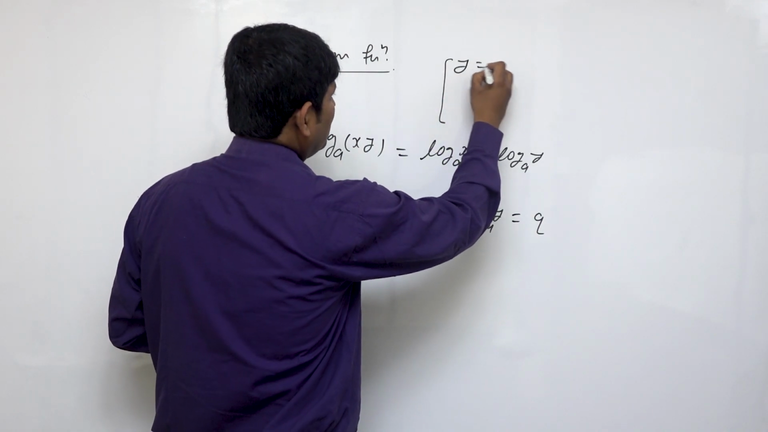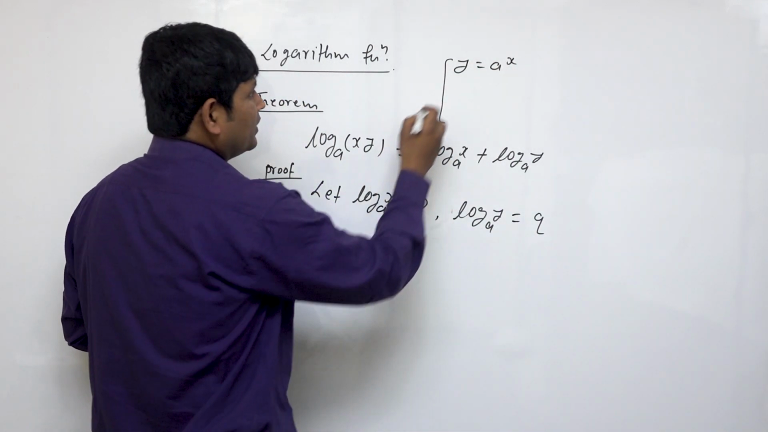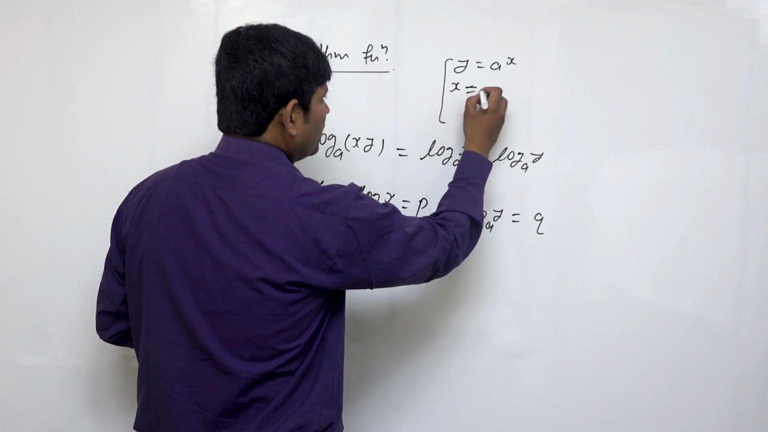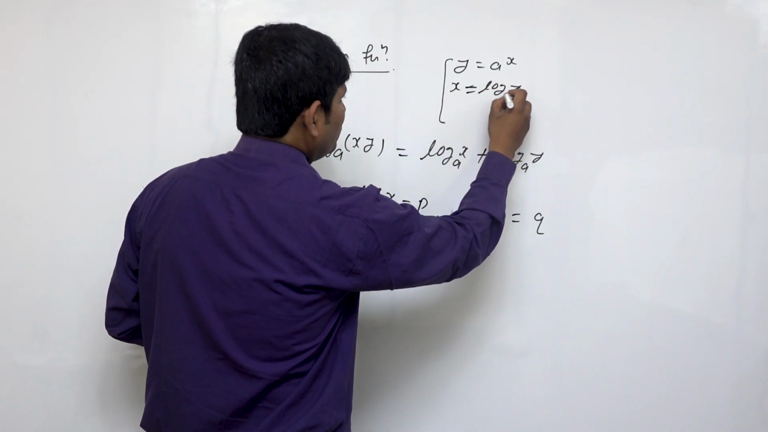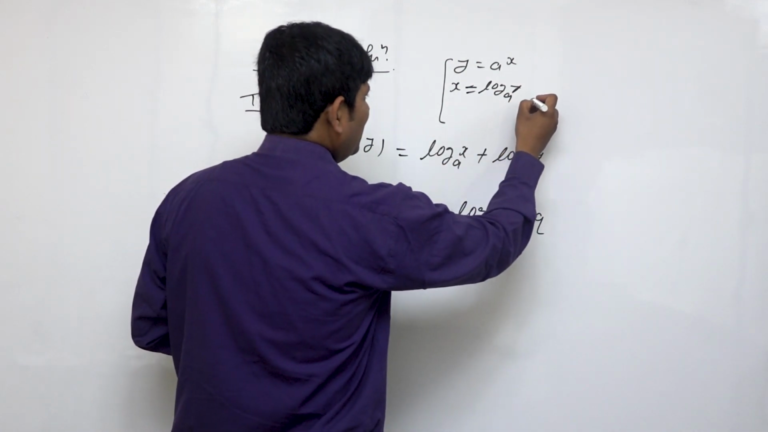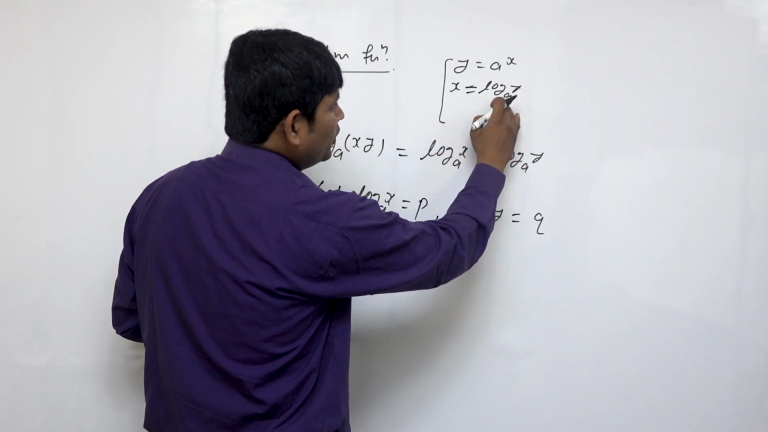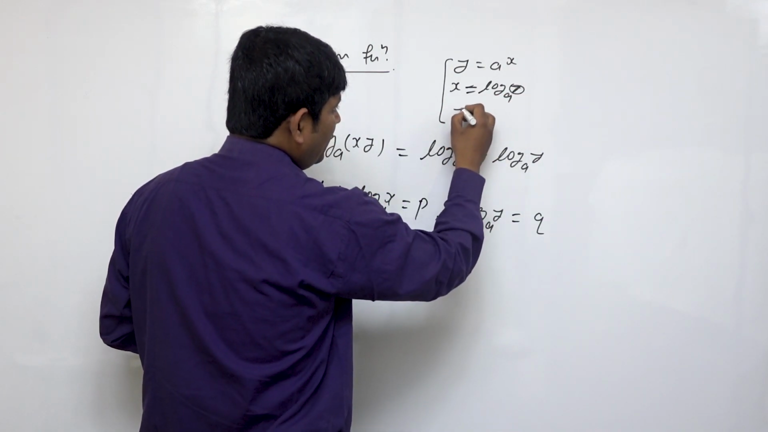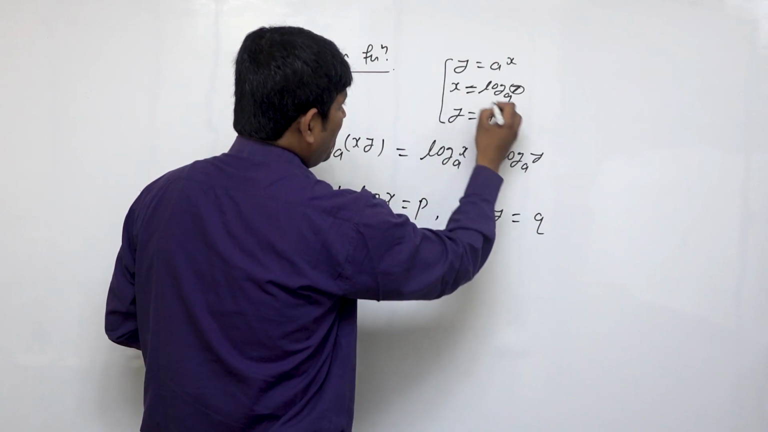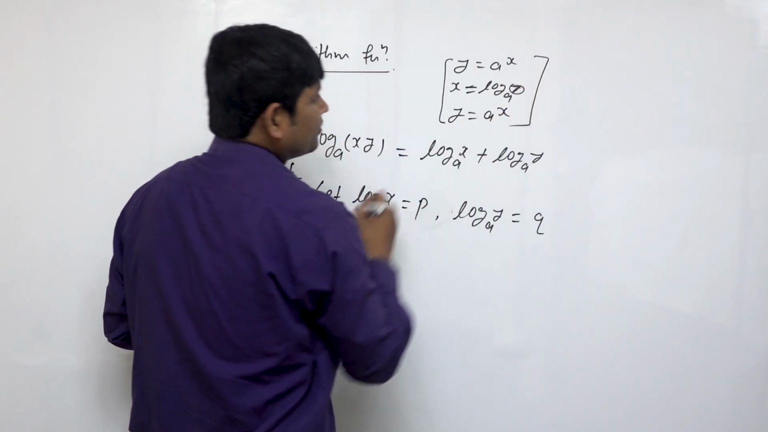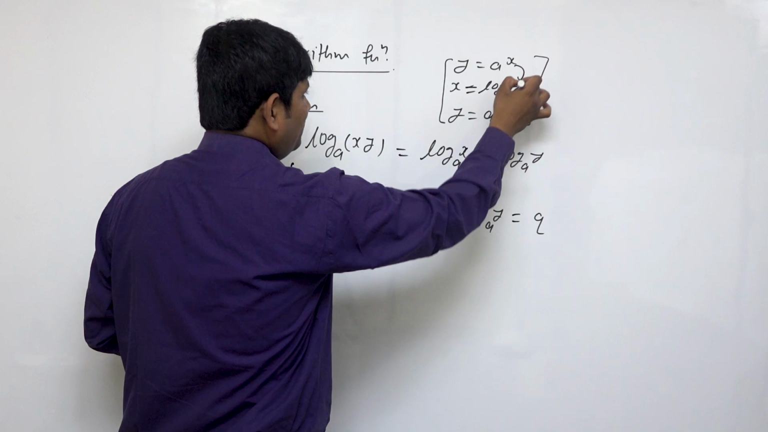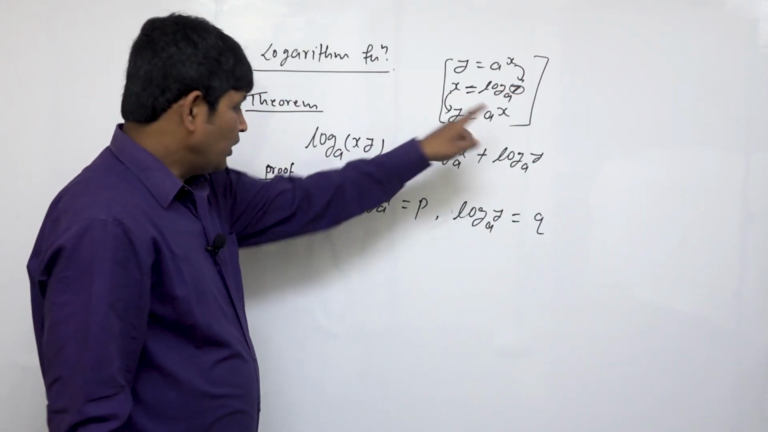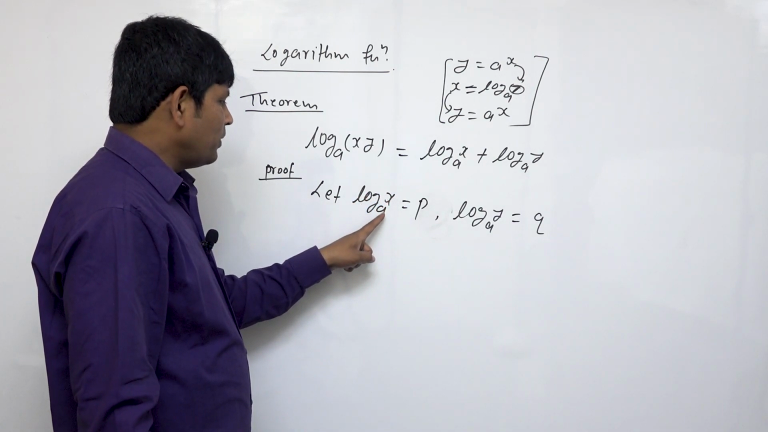Suppose y is equal to a to the power x, then how to convert it into the logarithm function? So x is equal to log of y to the base a. Similarly, if we have to convert from logarithm to exponential, we can say y is equal to a to the power x. Exponential to logarithm, logarithm to exponential.